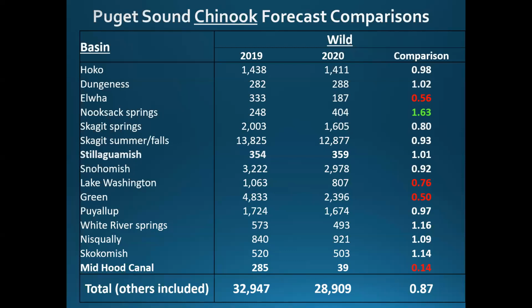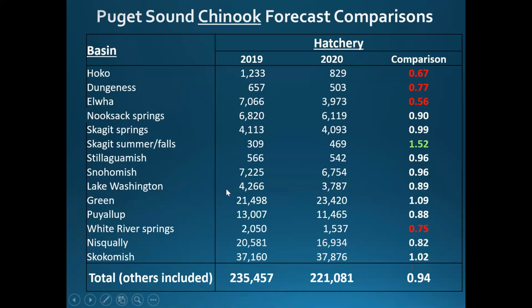And then throughout the rest of the Sound, things look a bit similar from this year to last year. Moving on to hatchery Chinook forecasts for this year, they're down a bit for the stocks in the Straits, and then the North Sound looks mostly similar to last year, with about a 6% decline between last year and this year.